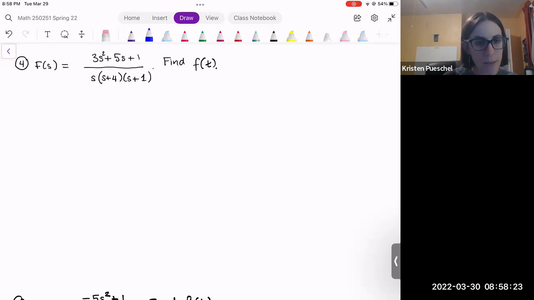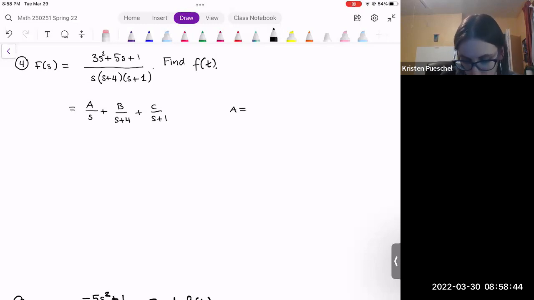Okay, so we look at these things, we have non-repeated linear terms. So our partial fraction decomposition is equal to a over s plus b over s plus 4 plus c over s plus 1. Okay, let's try the cover-up method here, since all of these are non-repeated linear terms. For a, we're looking at this expression. We are covering up the s and evaluating everything else where s equals 0.